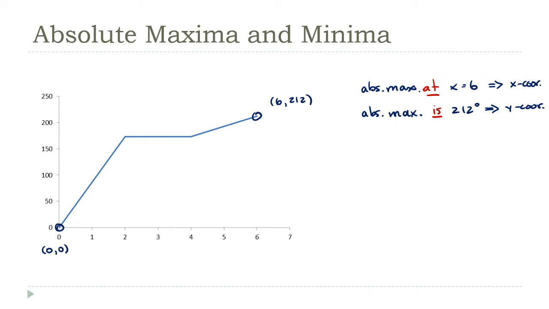All right, so now how about if we're talking about the absolute minimum? Well, that's down here, right? So I would say there is an absolute minimum at x equals 0, and the absolute minimum is y equals 0. So in this case, they were the same.